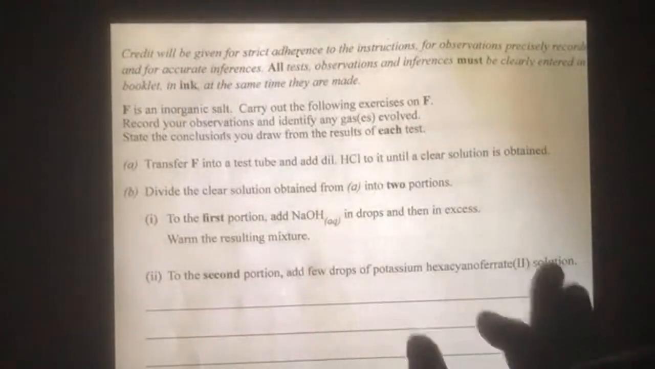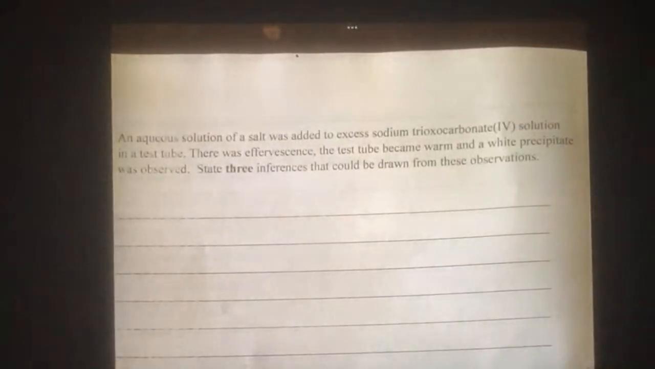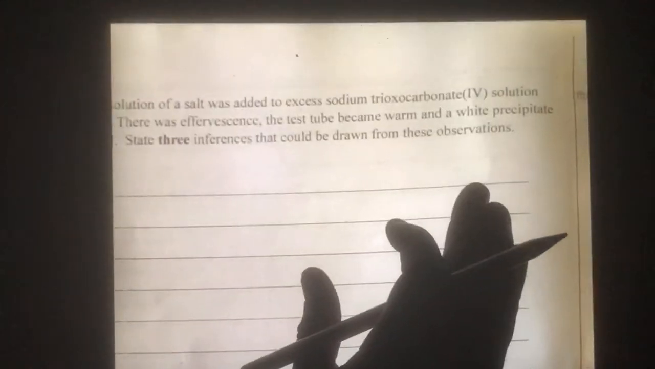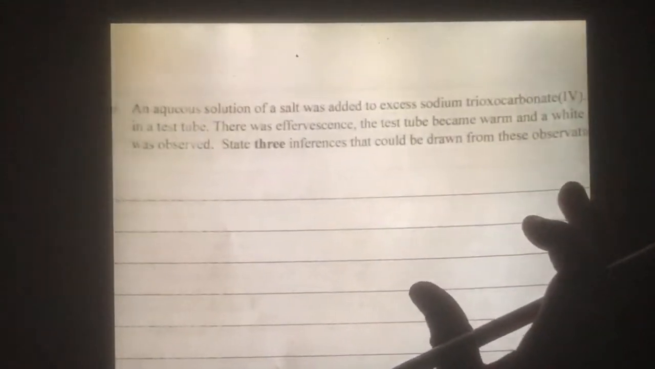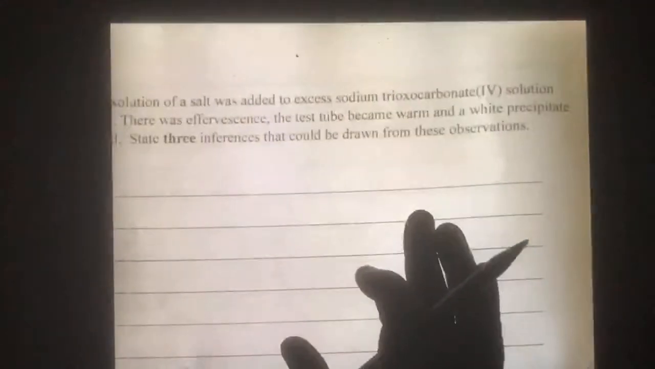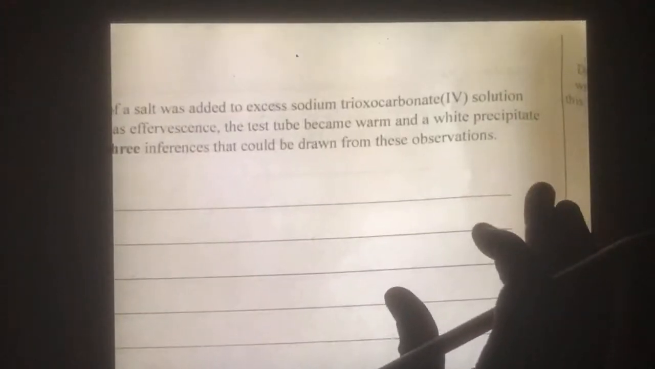Over here, result analysis. I'll skip this, but it's a simple process. It's only this I that I'll still do. Well, I'll follow the steps in another video, but let me save time. This other one says an aqueous solution of a salt was added to excess sodium trioxocarbonate(IV) solution in a test tube. There was effervescence. The test tube became warm and white precipitate was observed. State 3 inferences that could be drawn from these observations.